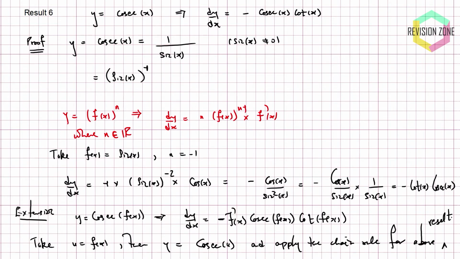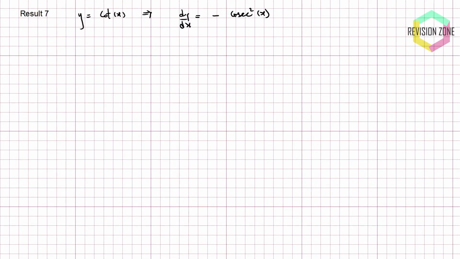Okay, so perhaps we can move on to the next result. Since we've seen the derivatives for tan, sec, and cosec, it's not surprising that the only one that's left is cot. After we've done this, we will have seen derivatives of all the standard trig functions at least. So we will have done sine, cos, tan, sec, cosec, and finally cot.